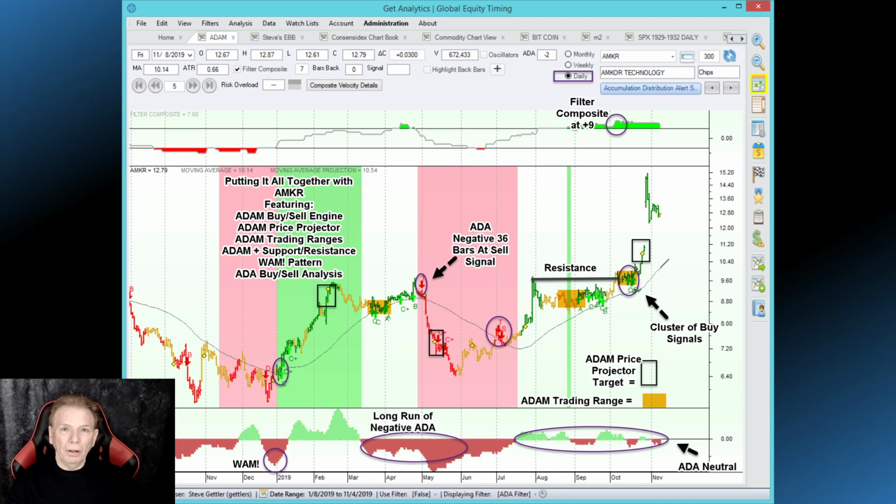Today, we're going to put it all together with the global equity timing technologies to show you how to take the maximum advantage of all the capabilities that are within global equity timing. So let's get right to the chart and take a look at a stock.